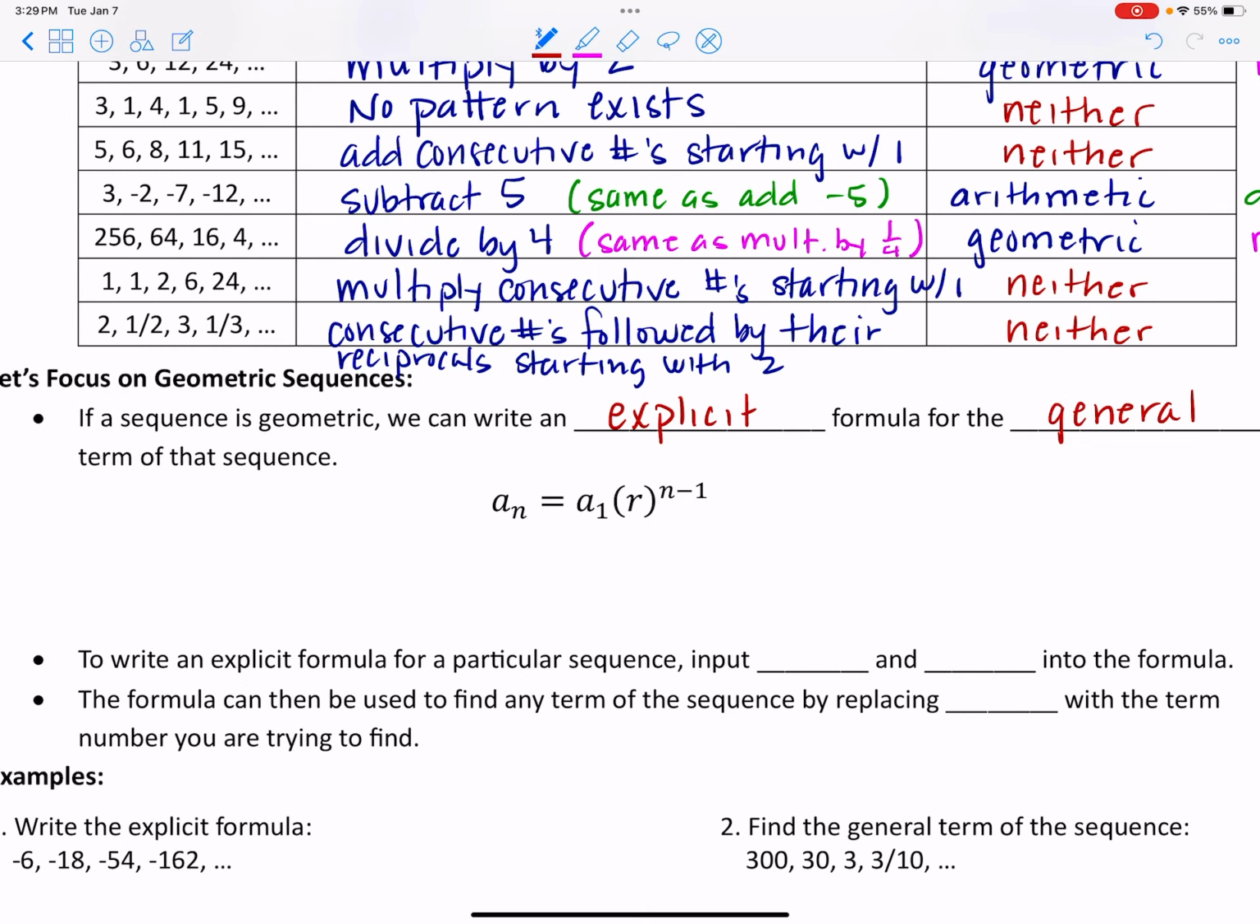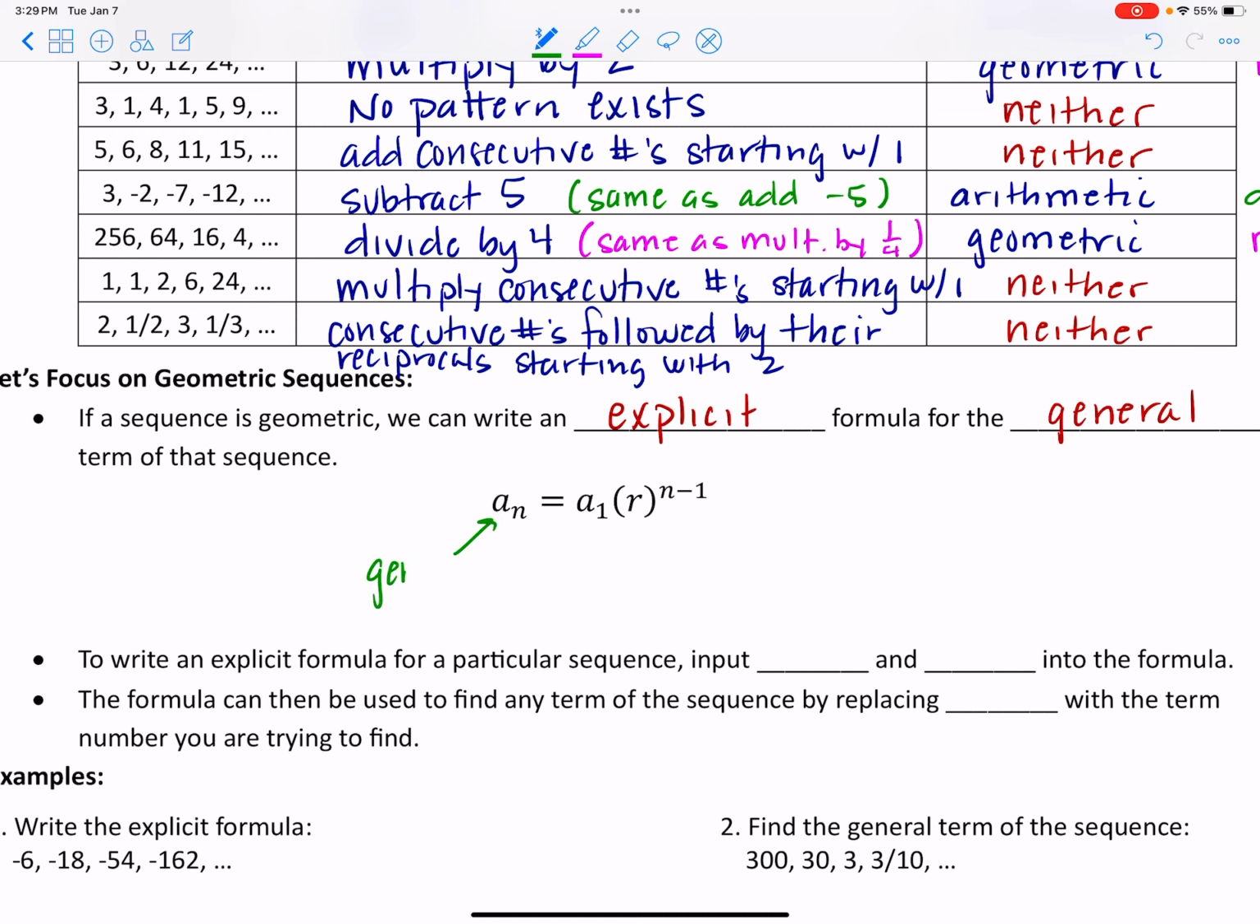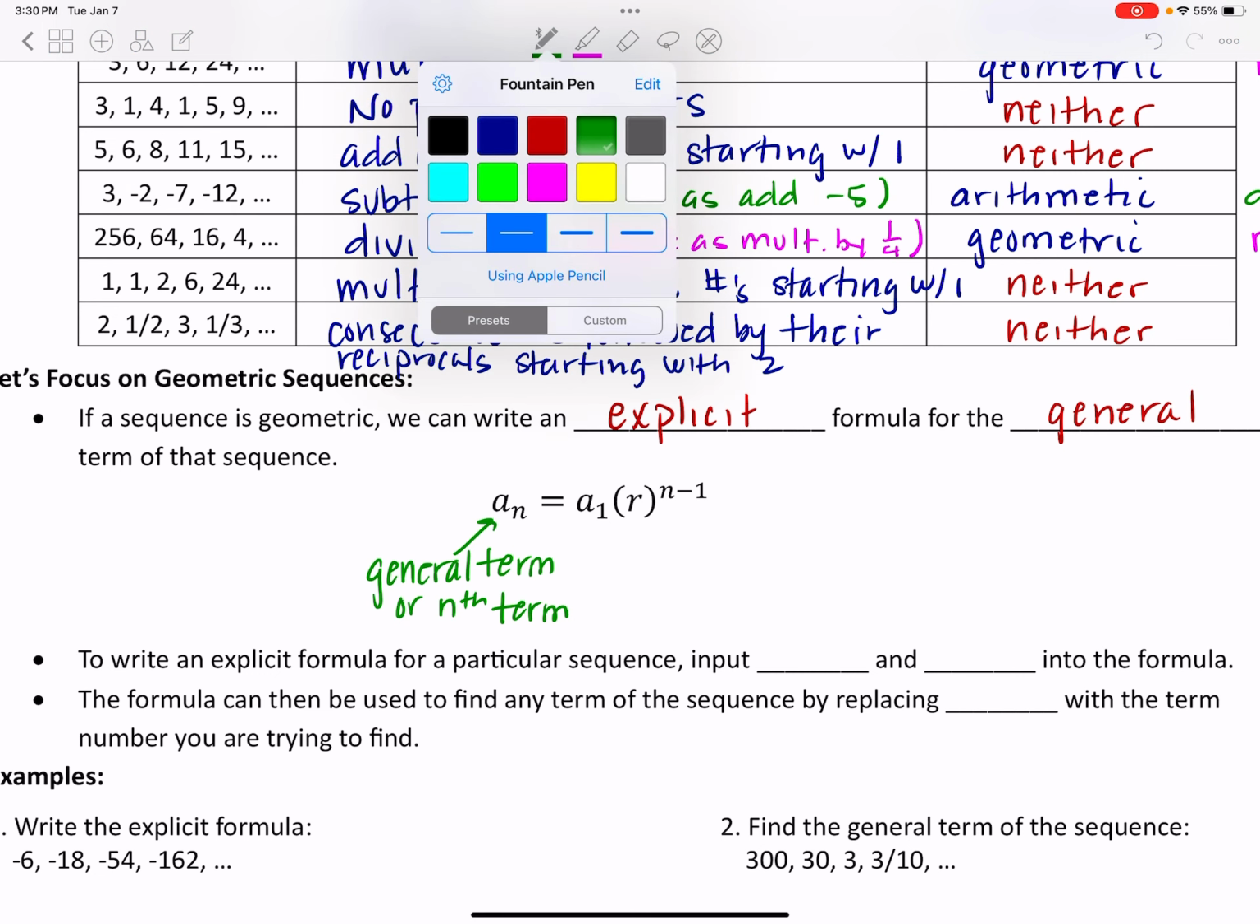So here's how it looks for a geometric sequence. This is notation for what we call the general term, or the nth term of the sequence. If n was replaced by some number, for example a sub 5, that would be the fifth term, a sub 10 would be the 10th term. If it's a sub n, that's the nth term of the sequence. In general, any term of our sequence can be found by doing what this formula says to do.